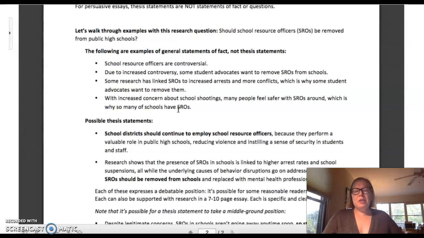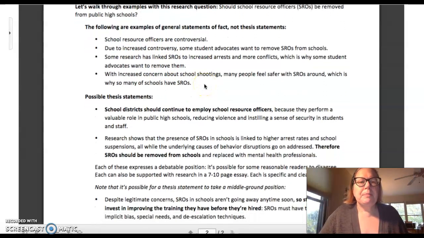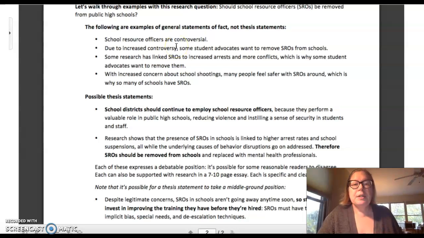So you've heard me mention a couple times in the semester the possible research question, should school resource officers or SROs be removed from public high schools? There's been a lot of debate about whether we should not have police officers in schools. So here are some general statements. School resource officers are controversial. Due to increased controversy, some student advocates want to remove SROs. Some research has linked SROs to increased arrests and more conflicts, which is why some student advocates want to remove them. With increased concern about school shootings, many people feel safer with SROs around.